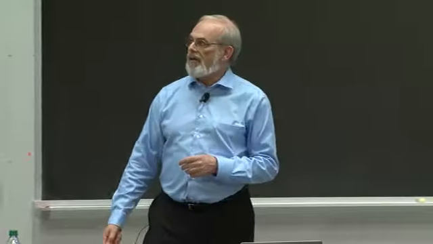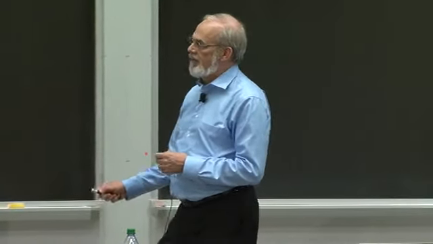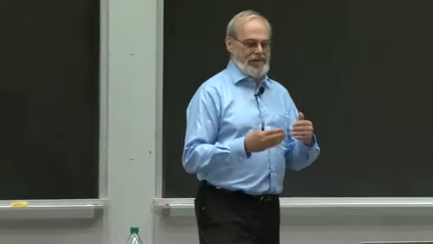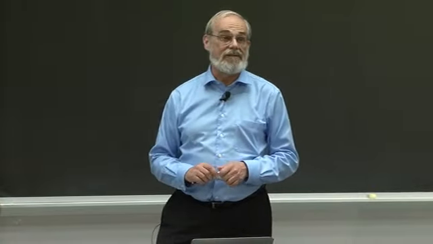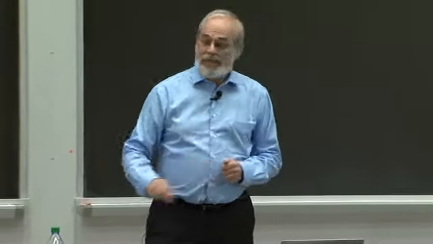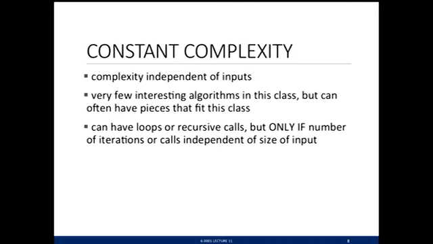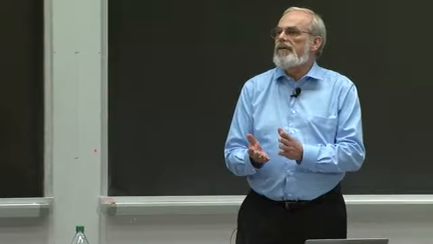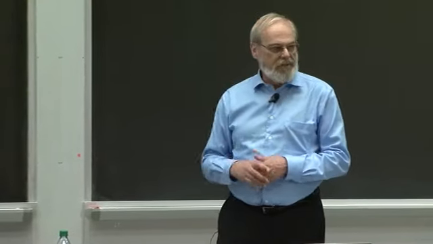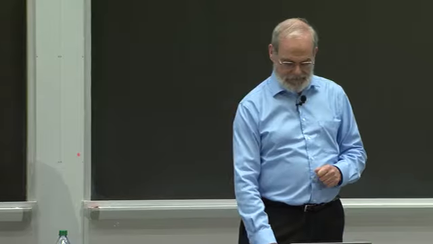So algorithms that are constant complexity, they're kind of boring. They tend to be pretty simple because this says this code is going to run in basically the same amount of time independent of the size of the input. Now, notice the bottom thing here. It doesn't say you couldn't have a loop or a recursive call. You could. It's just that that loop cannot depend on the size of the input. So there aren't many interesting algorithms here. We're going to see pieces of code that fit into this when we do our analysis. But something that's constant complexity says independent of the size of the input.